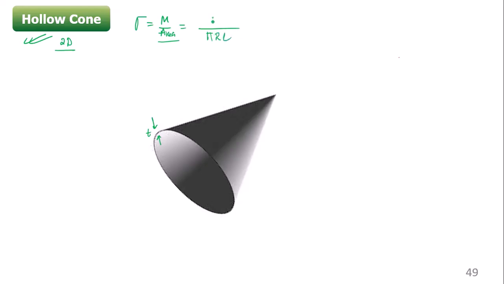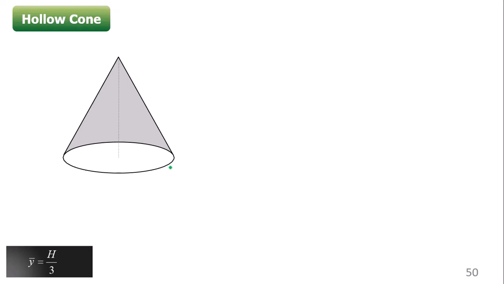What is L? L is the slant height. R is the radius of the cone. Let us say this is the cone, and let us say this is the r distance. This is the r.